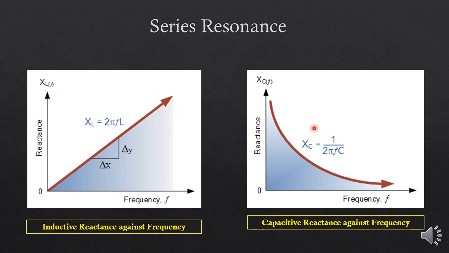This is the graph of the capacitive reactance against frequency. You can see here that at a low frequency the capacitive reactance is quite high, whereas as we move towards the higher frequency, the capacitive reactance decreases. You can see this from the curve of this graph.